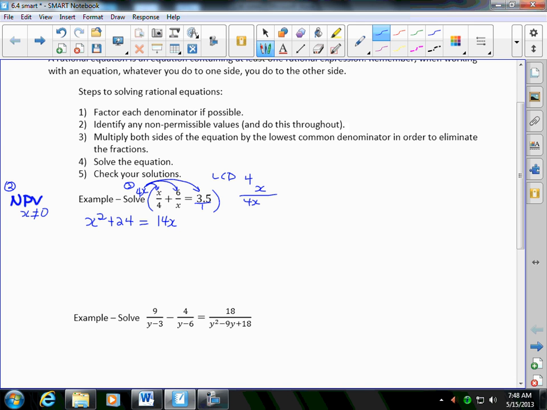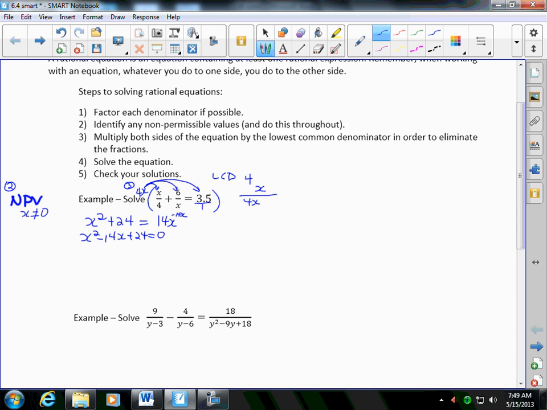So then the next step is to solve for the equation. Depending on the degree of the equation will depend on what you have to do. This one has a degree of 2, so I'm either going to have to be factoring or using the quadratic formula in order to solve. So I'm going to bring everything over to one side. So I have x squared, I'm going to subtract that 14x, and I have plus 24 equals 0.